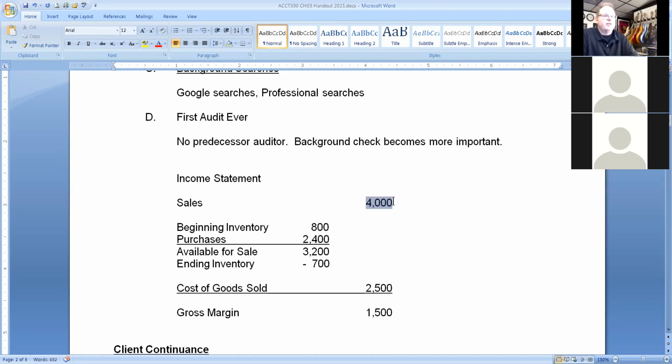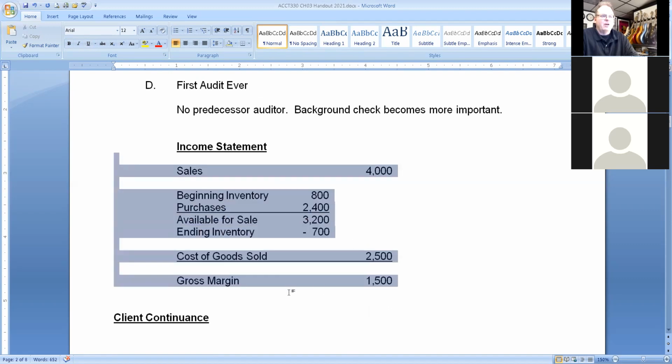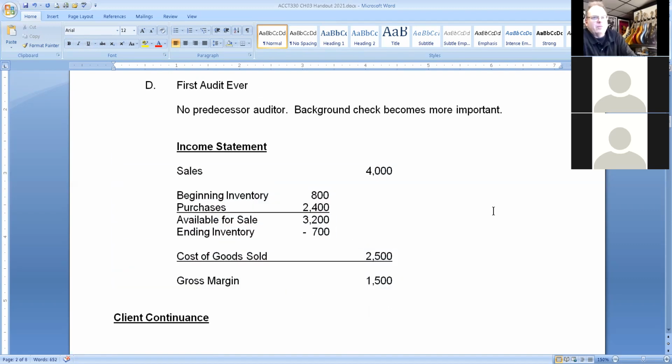Okay, so here's the sales. The cost of the inventory that we sold was 2,500, so our gross margin is 1,500. Now, looking at these items here, which item would be very difficult at the end of the year to verify? Look at all the items in this income statement. Which item at the end of the year would be very hard to verify?